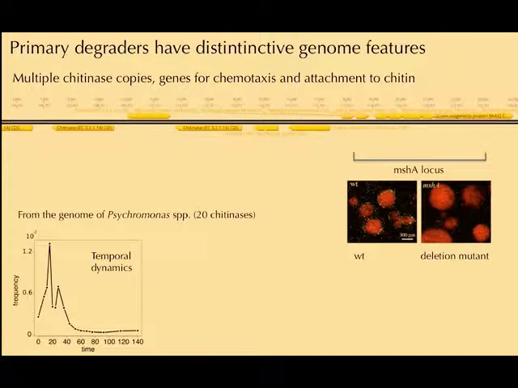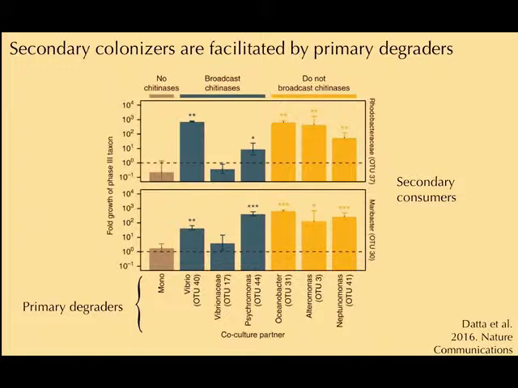So we can map, obviously, like I told you, the dynamics. But the late colonizers don't have as many chitinases. Actually, I should say they do have some chitinases, which is surprising because they don't degrade chitin. But they still have 1 or 2. By and large, they don't have anything like this. What we saw, however, is that when we culture them together, I will explain the figure, you can see that the primary degraders basically enable the growth of the secondary consumers.